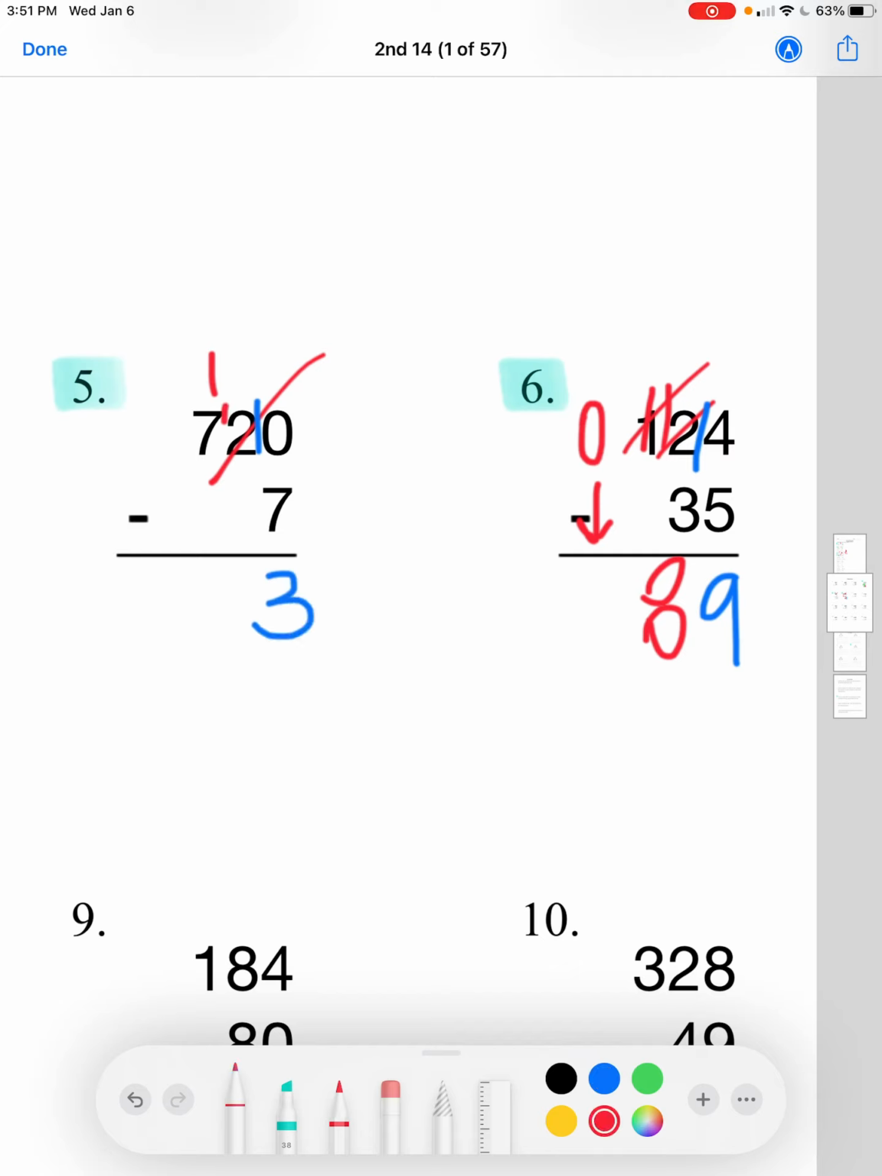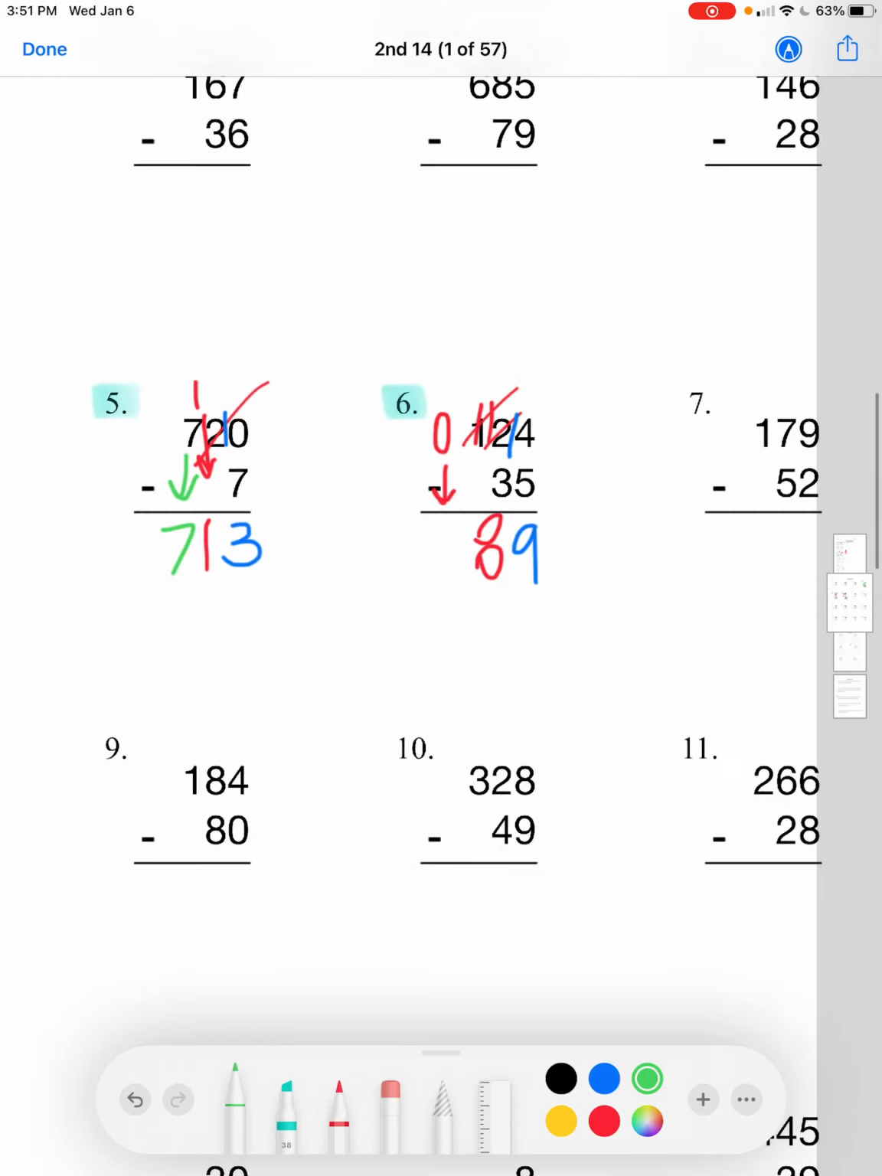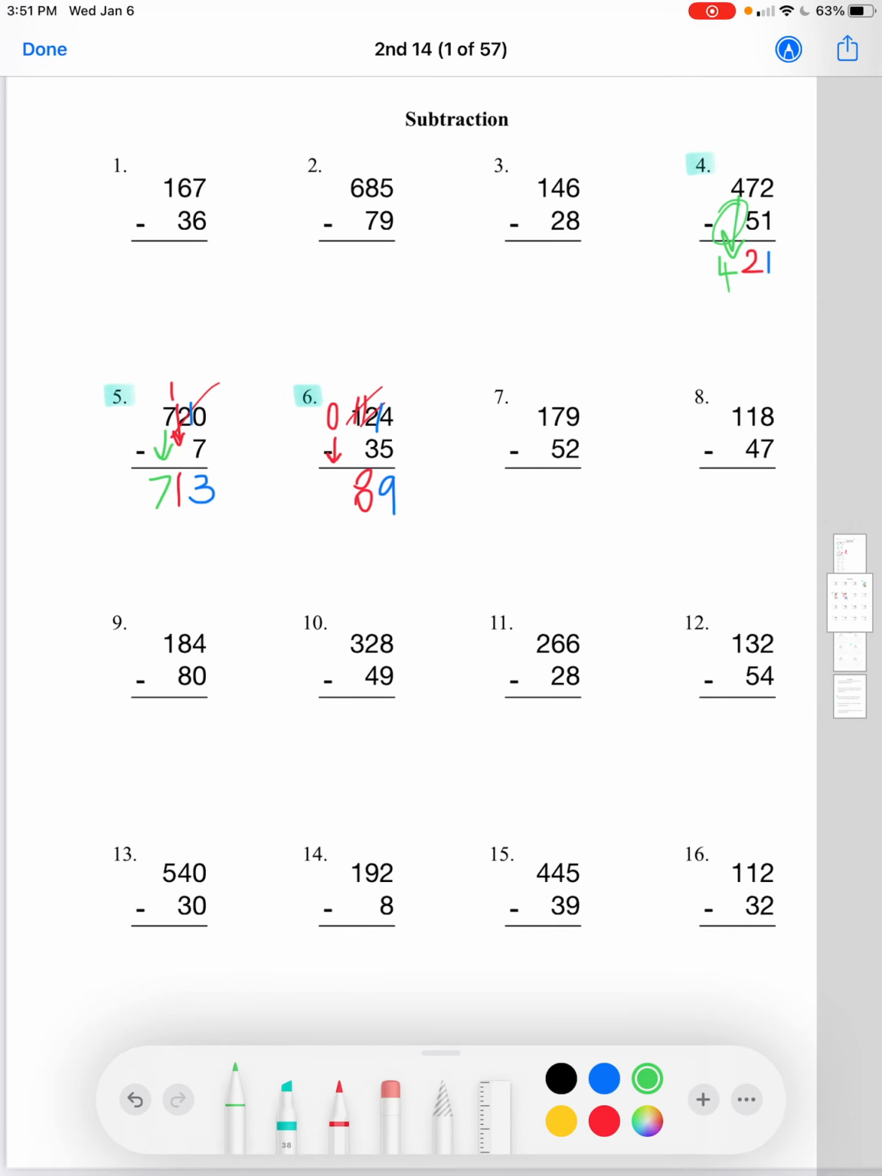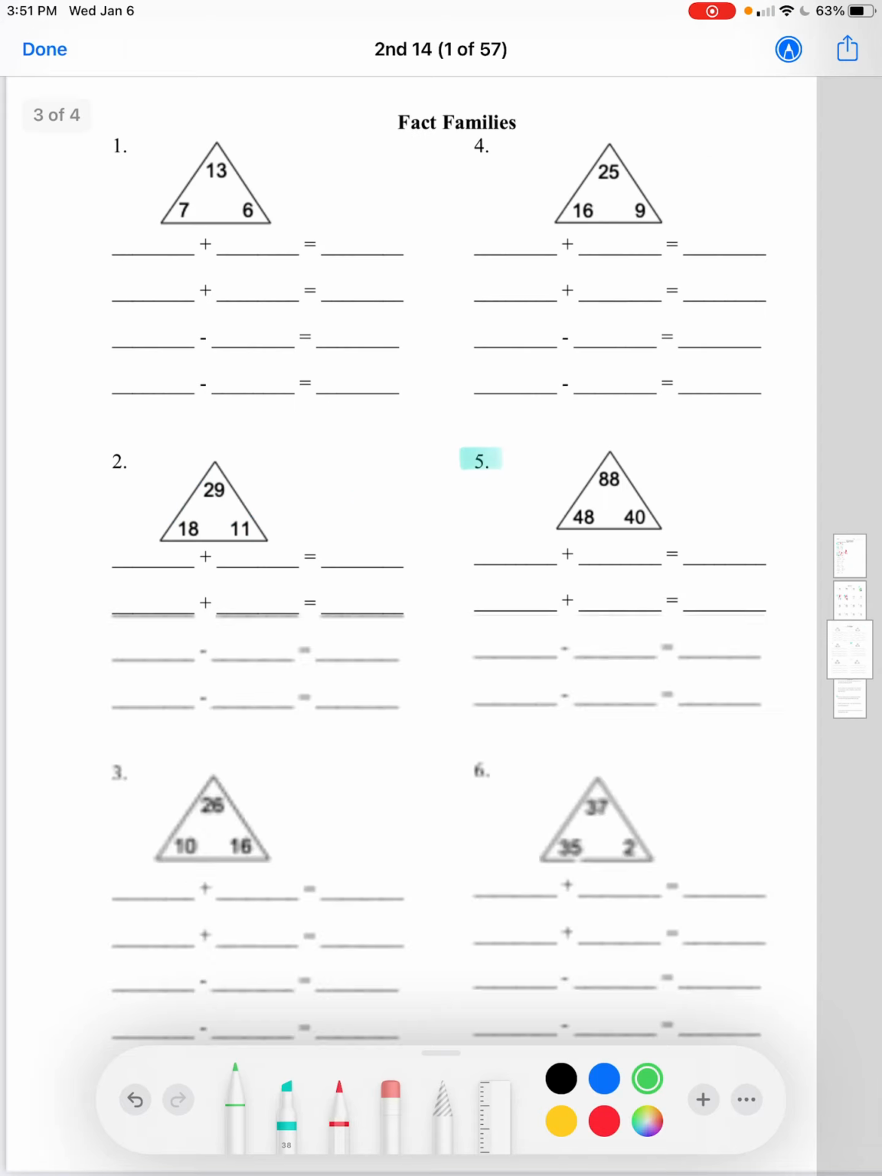And then 1 minus nothing, we're going to just bring that 1 down. 7 minus nothing, we're going to bring that down. So 720 minus 7 equals 713. So that is how you subtract using 3-digit numbers. It's essentially the same thing as just 2-digit numbers, just a little bit more regrouping to do.